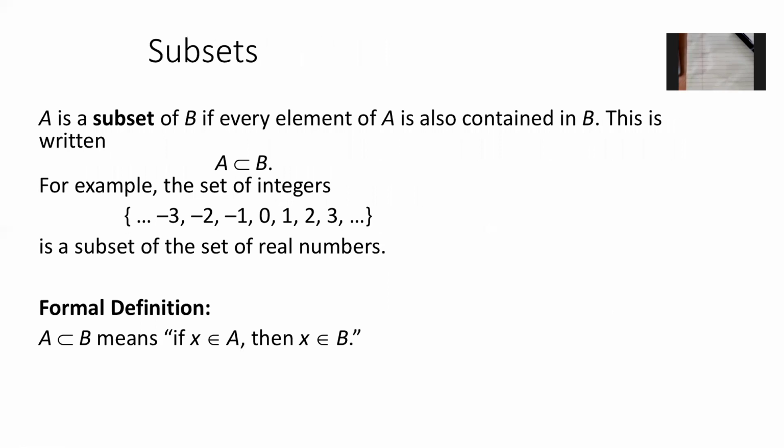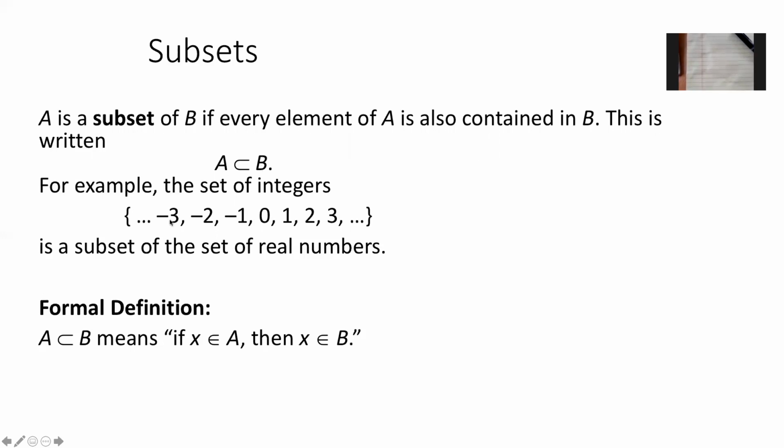A subset is basically just a smaller set from the big set, or it can even be the same exact set, as you might find here in a little bit. But basically, A is a subset of B if every element of A is also contained in B. So for example, A is a subset of B.